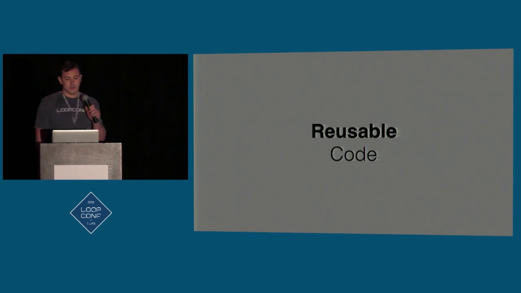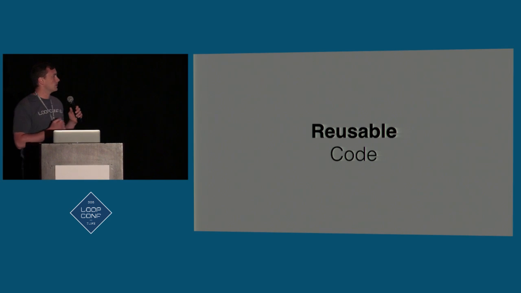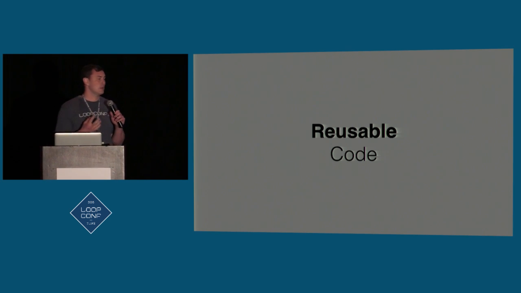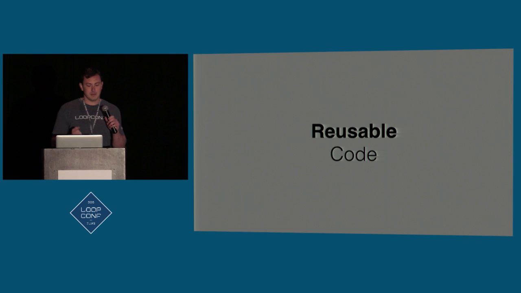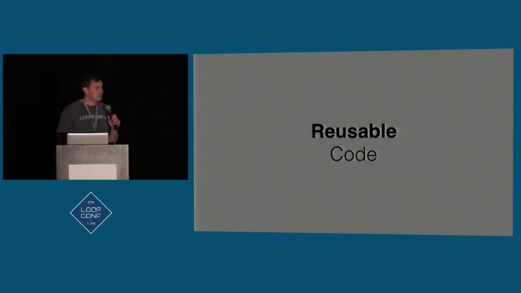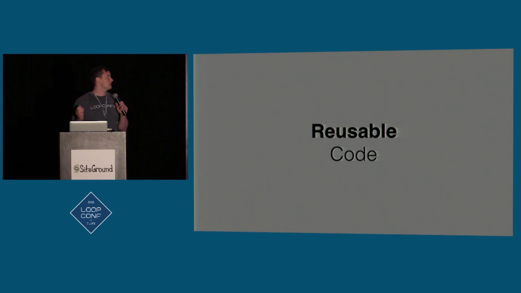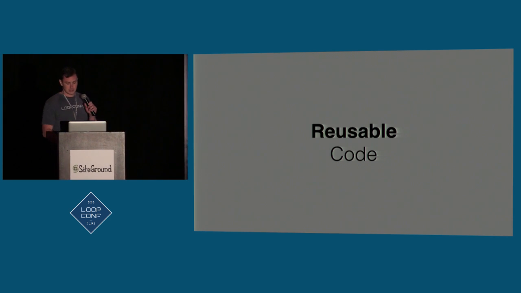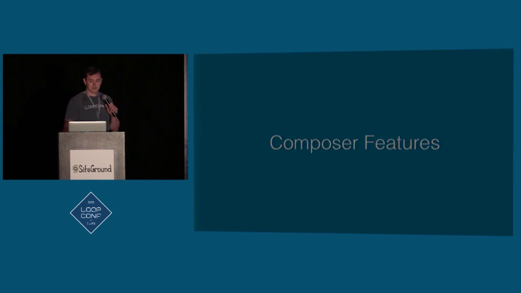And then reusable code. Essentially what Composer kind of forces you to do is think a little bit more modular. And by encouraging this modular development, it allows you to simply declare your dependency and reuse your code much easier than you would probably normally.